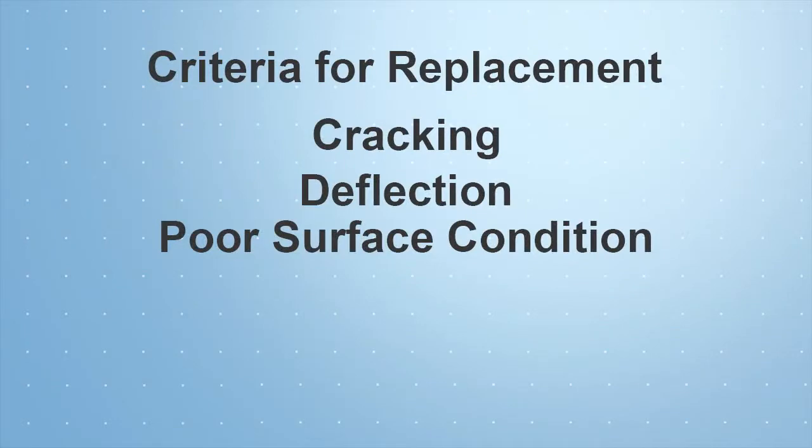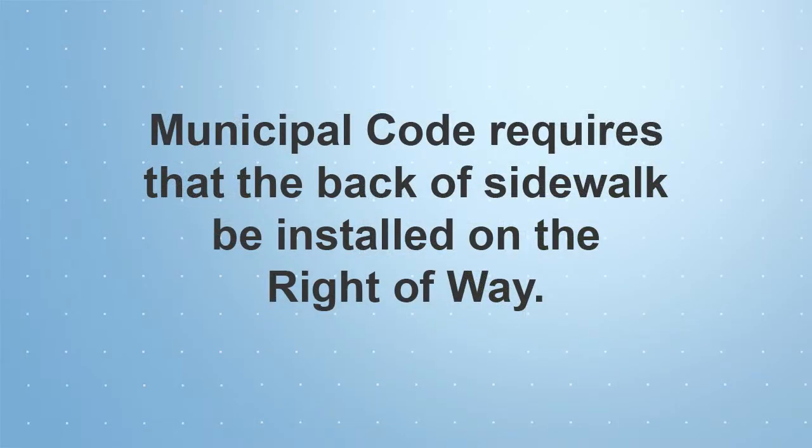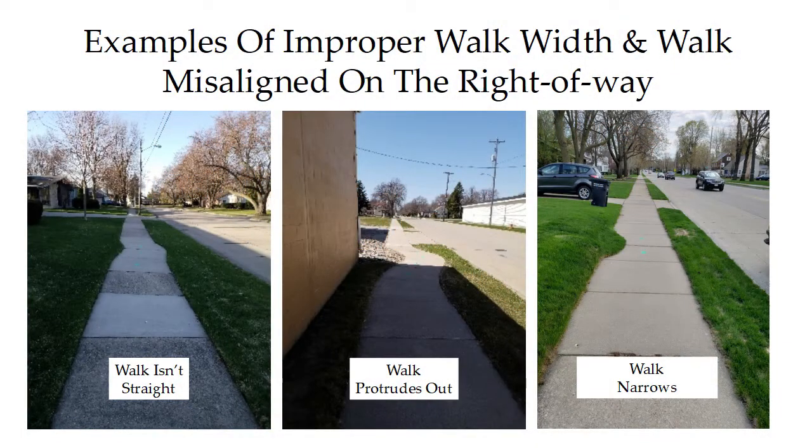The fourth criteria is walk that is misaligned or not installed on the right-of-way. The City of Oshkosh Municipal Code requires that the back of the sidewalk, or the side closest to the property, be installed on the right-of-way. There are instances where in the past trees, power poles, and other obstacles have been installed, which prohibited this. Now that the objects have been removed, the sidewalk can get installed back on the right-of-way.